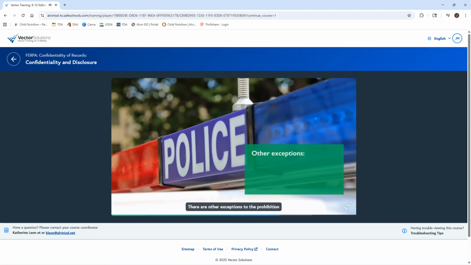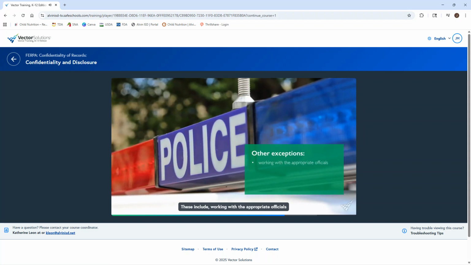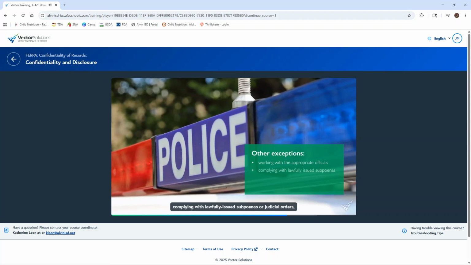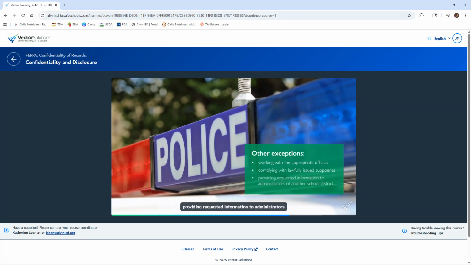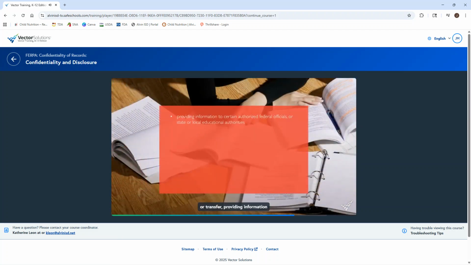There are other exceptions to the prohibition against the release of personally identifiable information without parental consent. These include working with the appropriate officials in emergencies relating to safety and health, complying with lawfully issued subpoenas or judicial orders, providing requested information to administrators of another school district into which a student seeks to enroll or transfer, providing information to certain authorized federal officials or state or local educational authorities, disclosing information for financial aid applications or the receipt of financial aid awards, disclosing information to local or state authorities who are authorized to receive it under state statute, often for juvenile justice purposes, for academic research by educational institutions for educational purposes, to accrediting organizations to carry out their functions, and any disclosures related to sex offender registrants.